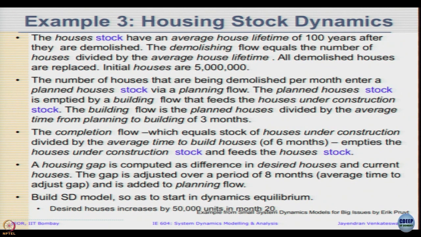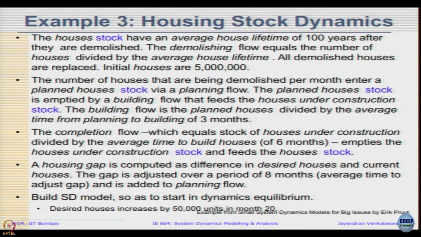The completion flow, that is whatever houses under construction, divided by the average time to build houses, okay, empties the houses under construction stock and feeds the houses stock, okay. So, we have three stocks: houses stock, planned houses stock, and houses under construction stock. Planned houses become houses under construction, and houses under construction become actual houses. So, initially I plan more houses, then I construct them, then after they are used, they are demolished. So, all has to be connected through flows.